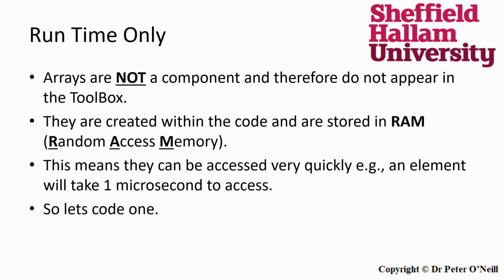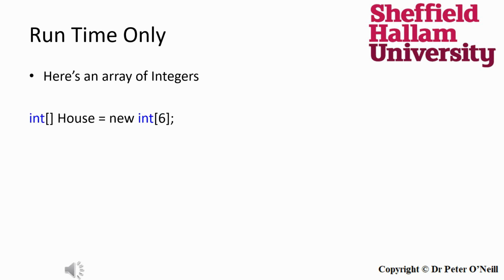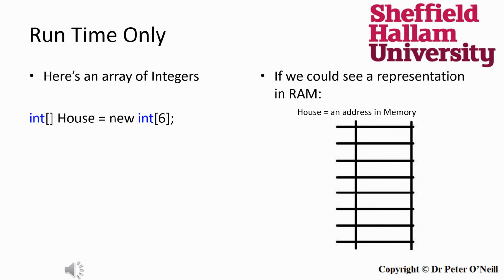So let's look at some code. Here is an array of integers. It's got 6 elements of integer type, and it's called house. Here we are. In our minds, if you like, this is how we would create it. So it's a one-dimensional array.